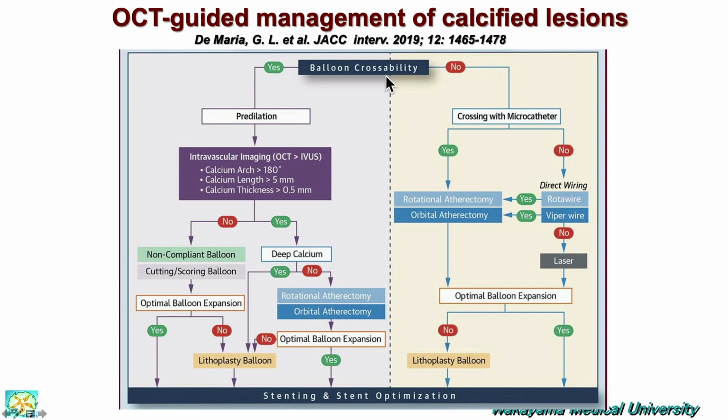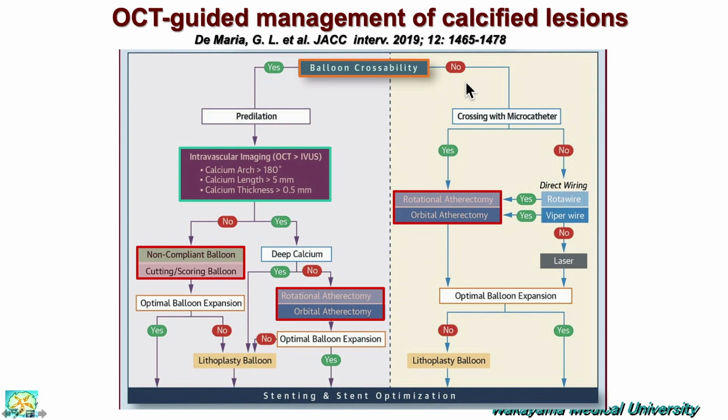If the balloon crosses, you can use imaging and check the calcium score from 0 to 4. If it is less than 3, you can use a non-compliant balloon or cutting balloon, right? And if it is 3 or 4, you need some lesion preparation by using ablation.